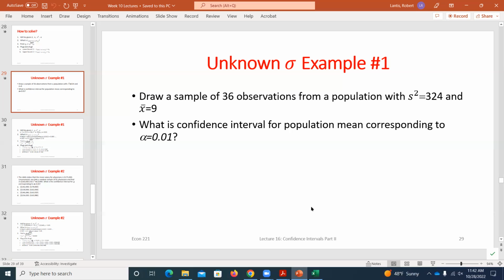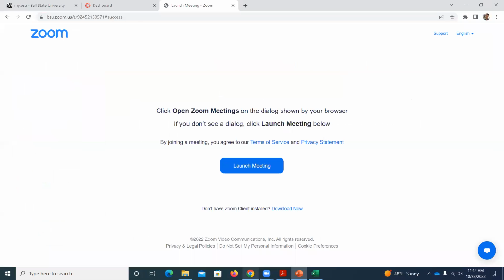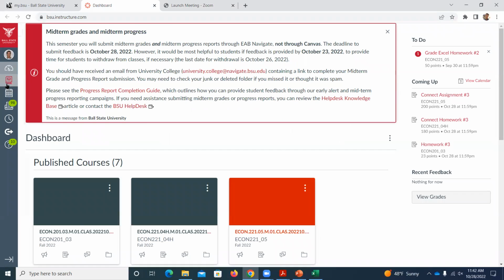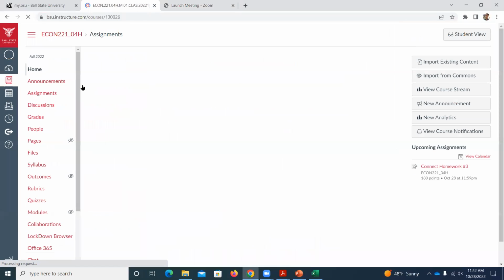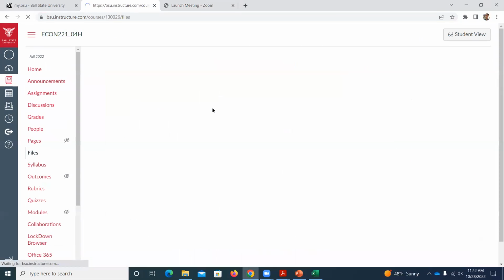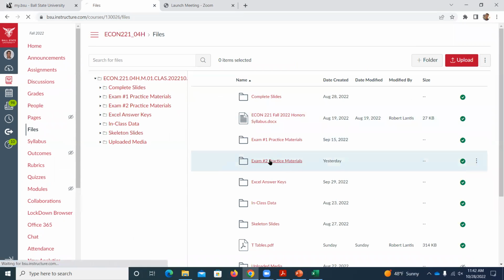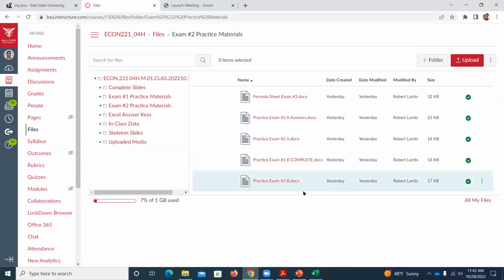Yeah. So before we go into Excel here, if I can get this, there we go. Oh, I thought I had a class pulled up. So I put this up yesterday, which is two practice exams with some answers, as well as the formula sheet. The only thing on there that you wouldn't recognize is what we're going to cover next week, which is hypothesis testing.